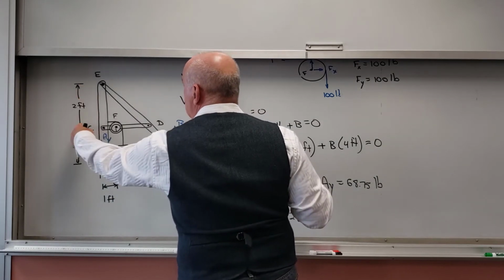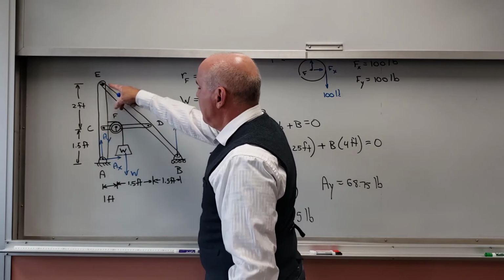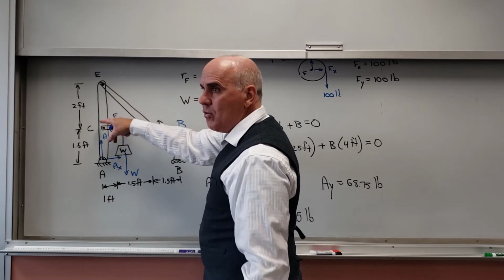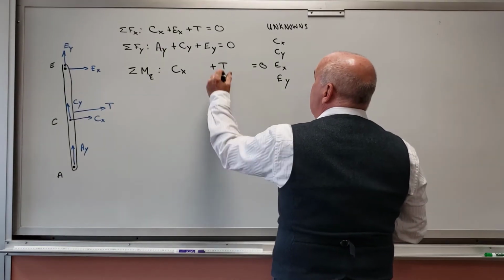So T, let's take a look at the original diagram. Let's see, C is 2 feet, and then the radius of the pulley is a 1/4 foot. So this is 2 feet, come back a 1/4 foot. So that's 1.75 feet for the tension.